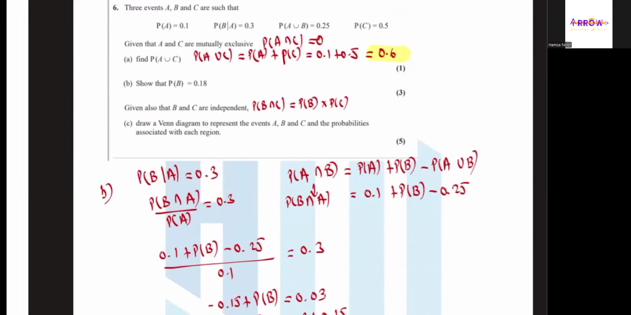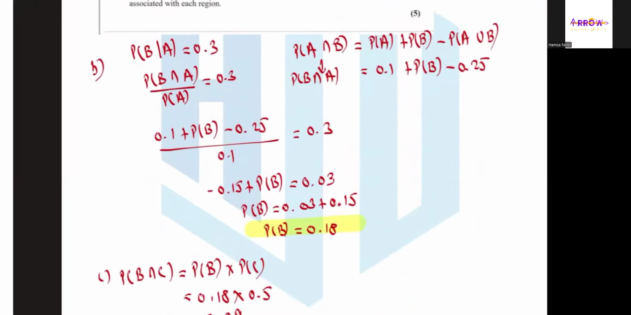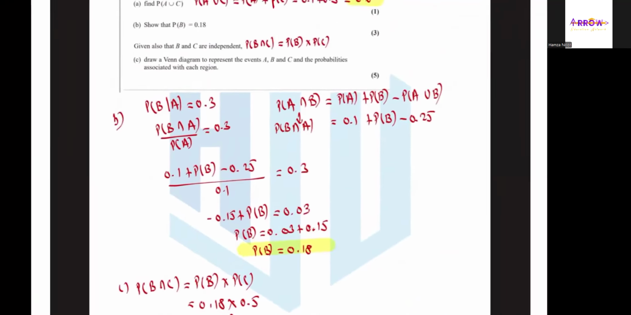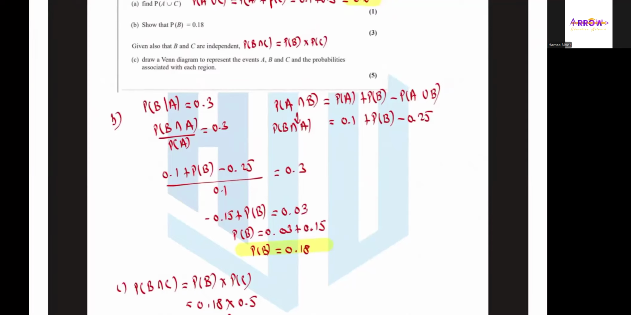We need to show the probability of B. So in place of B intersection A, I can write 0.1 plus the probability of B minus 0.25, completely divided by 0.1, meaning the probability of A is 0.1. This whole thing is equal to 0.3. I just need to solve this equation. When you solve it, you have shown that the probability of event B is equal to 0.18. As simple as that. This was the requirement of part B.